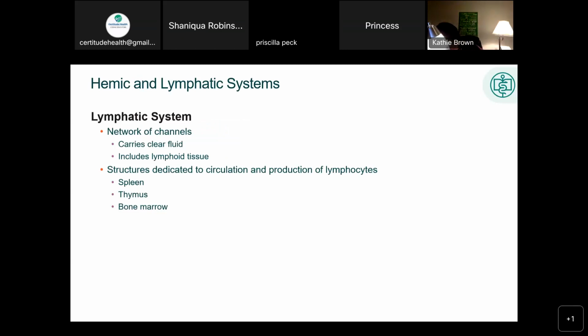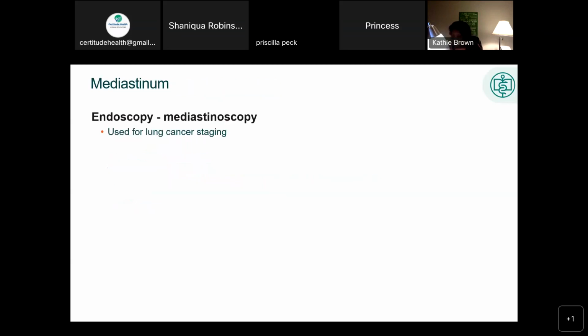So if you're looking for a page number, if you're looking for where this section is located, turn to page 339. I'm sorry, I probably jumped this slide. So the mediastinum and the diaphragm section is located on page 339.